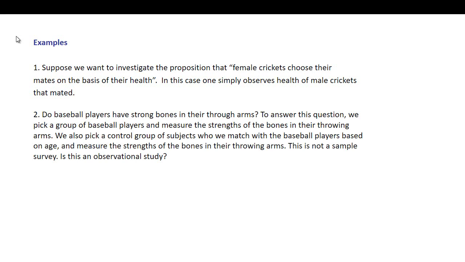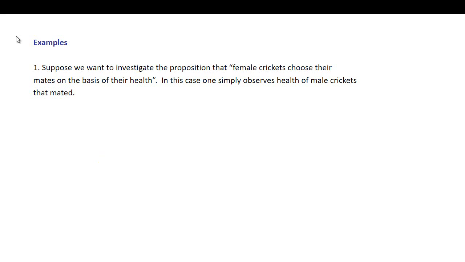So here, the researcher is only observing. He is not applying any treatment or any type of conditions on the environment to cause changes in the variable that he is studying.